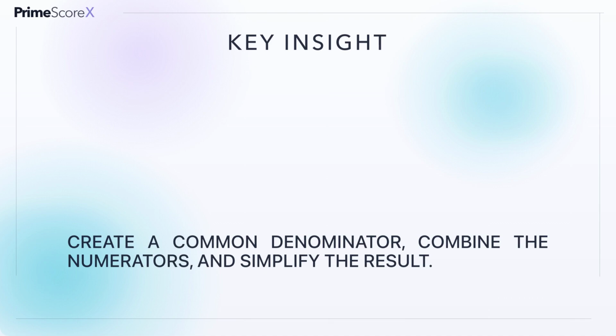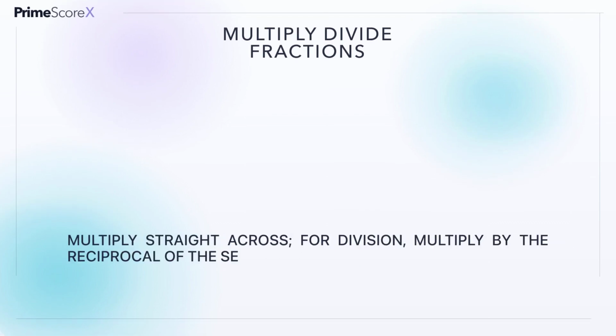The sum is 7/12. For subtraction, follow the same process. The denominator stays the same because it describes the common-sized pieces. Only the number of selected pieces changes. To multiply 2/3 by 3/5, multiply the numerators and denominators to get 6/15, then simplify to 2/5.